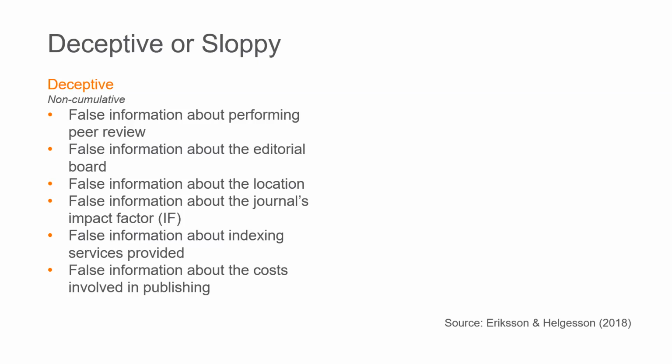False information about the location of the journal. False information about the journal's impact factor. False information about indexing services provided. Often they would mention that they are indexed in Scopus or Web of Science. If this is false, it's definitely regarded as deceptive. And then false information about the costs involved in publishing.